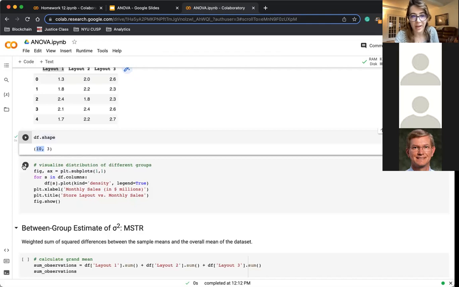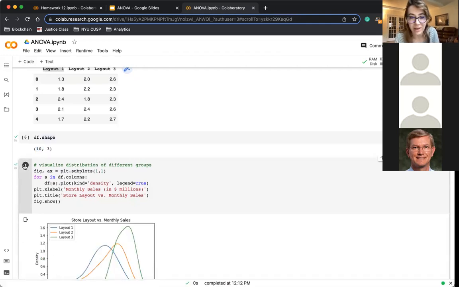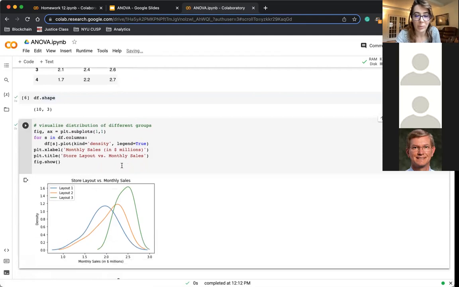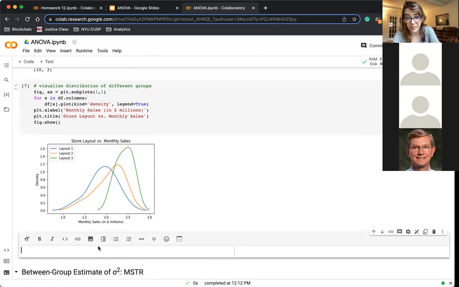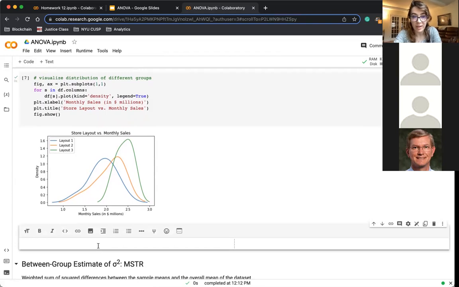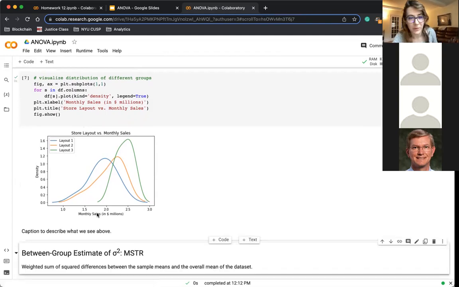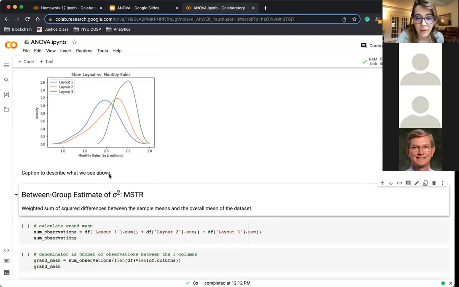I always like to visualize these things just to see what they look like. And we see layout 1, layout 2, layout 3. If this was a homework, or the final, I would expect that any graphics you make have a title, axes labels, and a little caption. We already talked through this, so I won't belabor it too much.